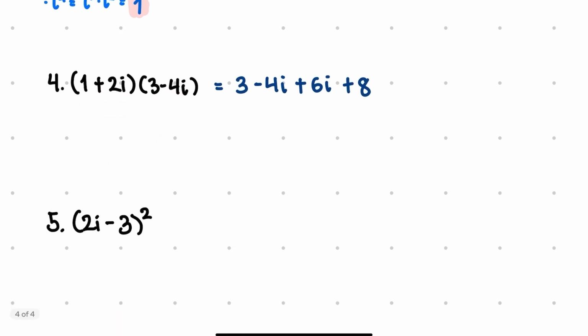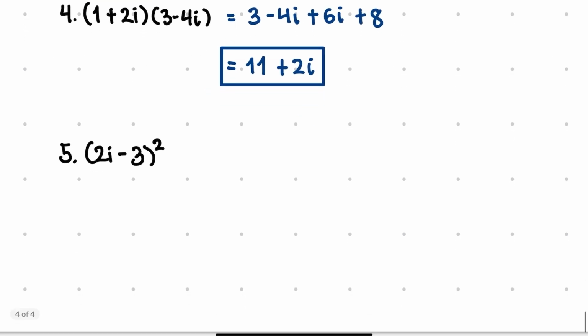And then let's simplify this one. So we get here 3 plus 8 is simply just 11. Then negative 4i plus 6i is simply just plus 2i. And that's the answer for this problem.